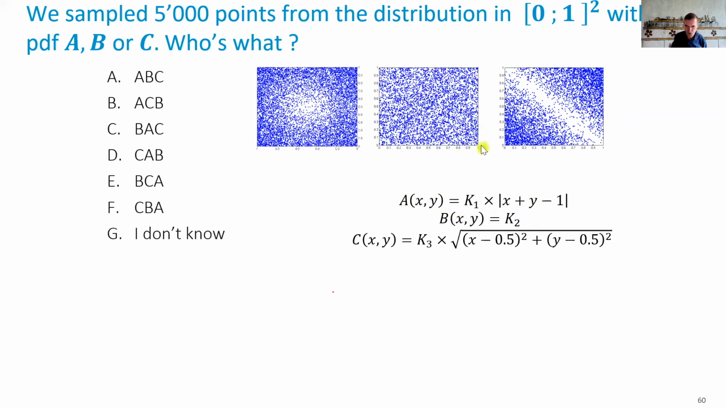C, so the majority says C, the majority is usually right. So C should be the first one. So what does the first one say? The first one says that the PDF is equal to the distance to (0.5, 0.5), which is the center here. So if the PDF is the distance, that means it's very small here and much larger there, which is what we see here. We do see that it's darker the further we go from this, so that's reasonable, that's C here.